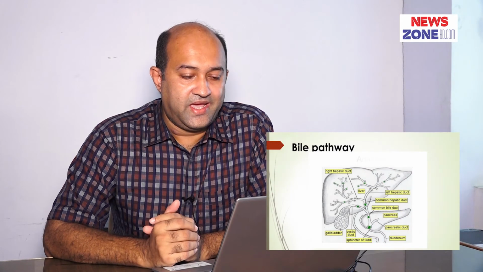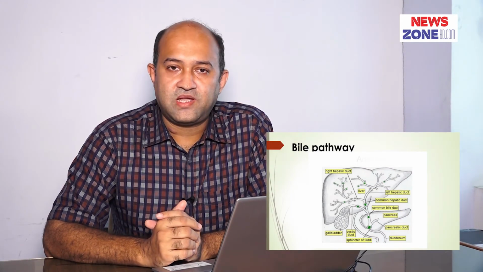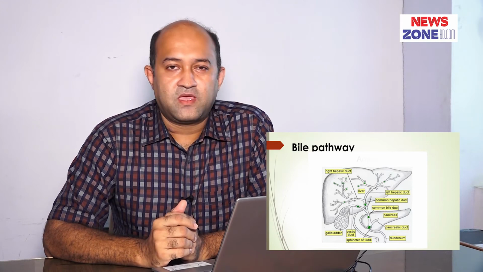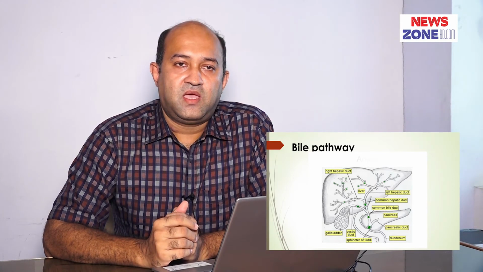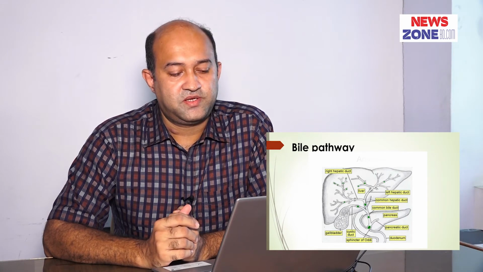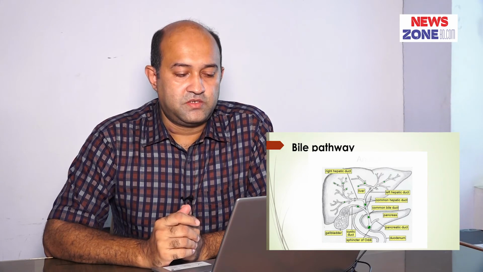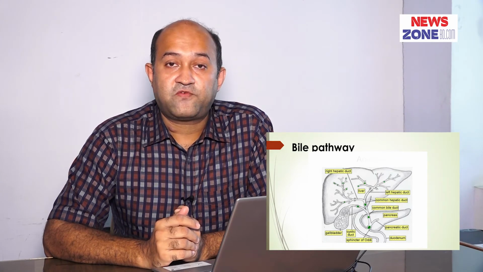And in examination, the examiner might ask you about the pathway of bile. The bile is secreted from the liver, and it is collected by the left and right hepatic ducts, and through the common hepatic duct it goes into the gallbladder through the cystic duct, and it is concentrated there. Whenever it is required, it releases the bile into the second part of the duodenum under the influence of cholecystokinin.